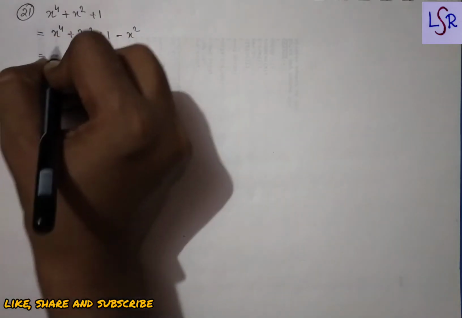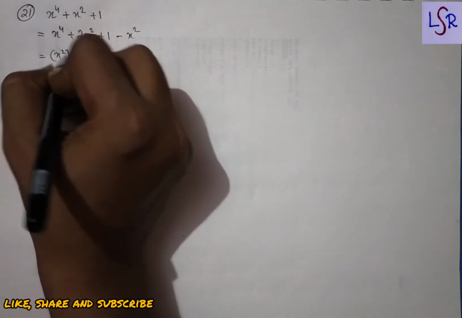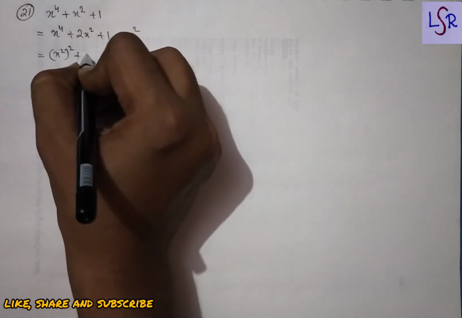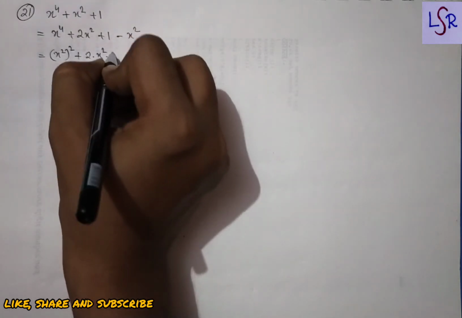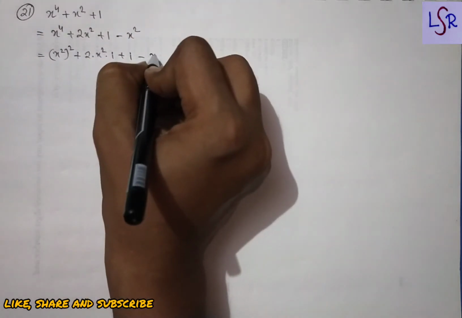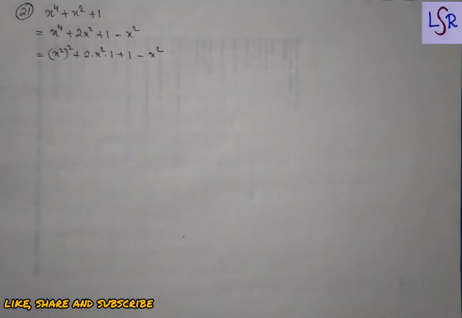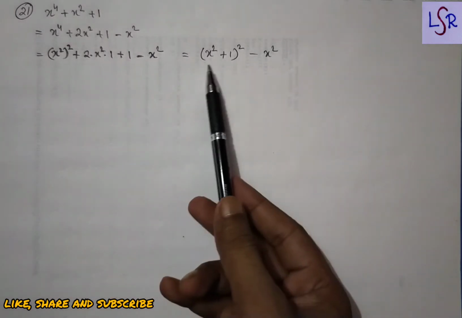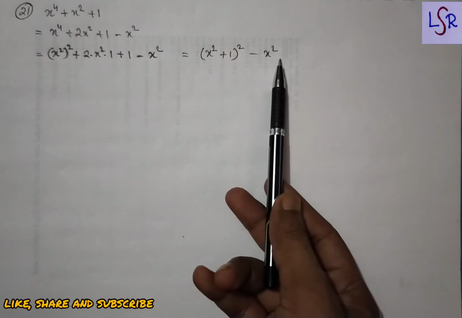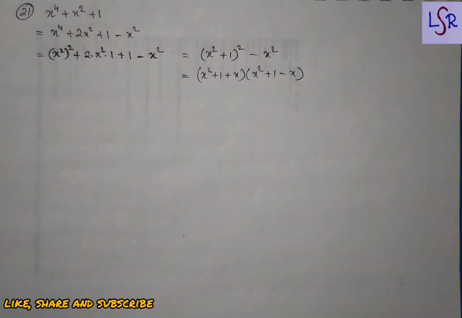x to the power 2 whole to the power 2 plus 2 into x square into 1 plus 1 minus x square. So here it is the expansion of a plus b whole square. And here we get x square plus 1 whole square minus x square. And now we are going to rewrite this as x square plus 1 plus x and x square plus 1 minus x.